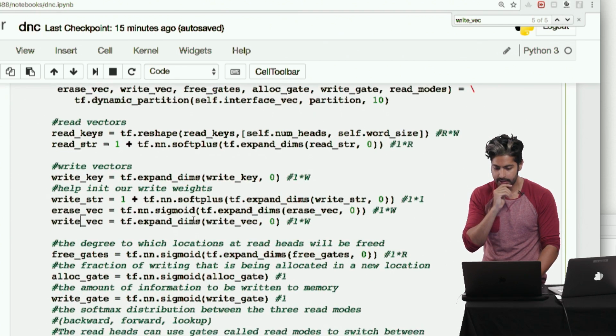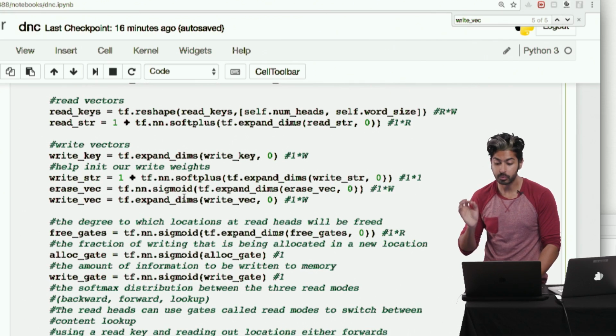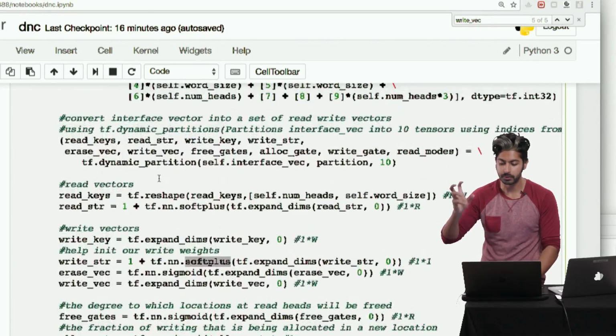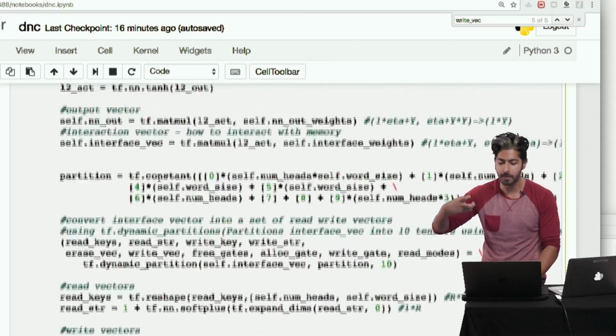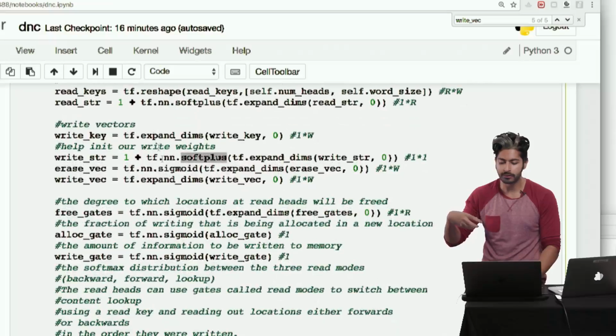Okay? And so then we initialize these using the sigmoid function, and then the softplus, which is another probability function. Okay, so then we have our read vectors and our write vectors that we've created from our interface vector, which was one of our 2 outputs. And now we're going to define our gates.